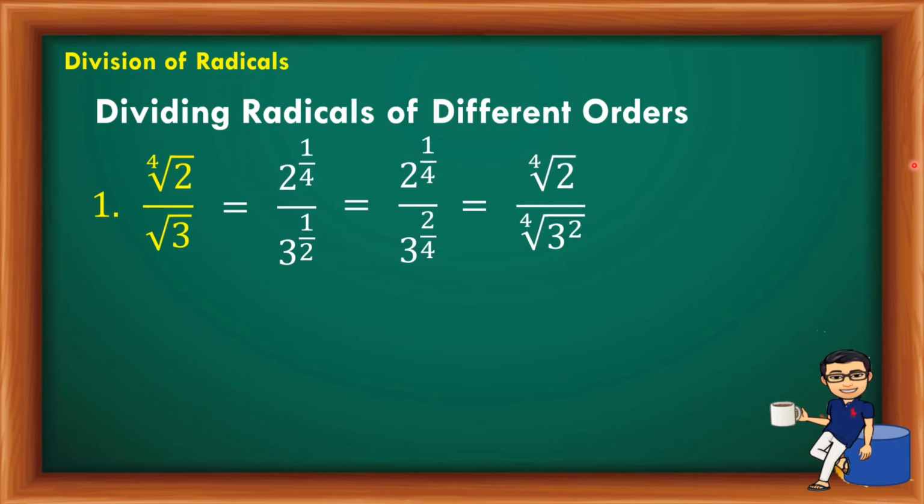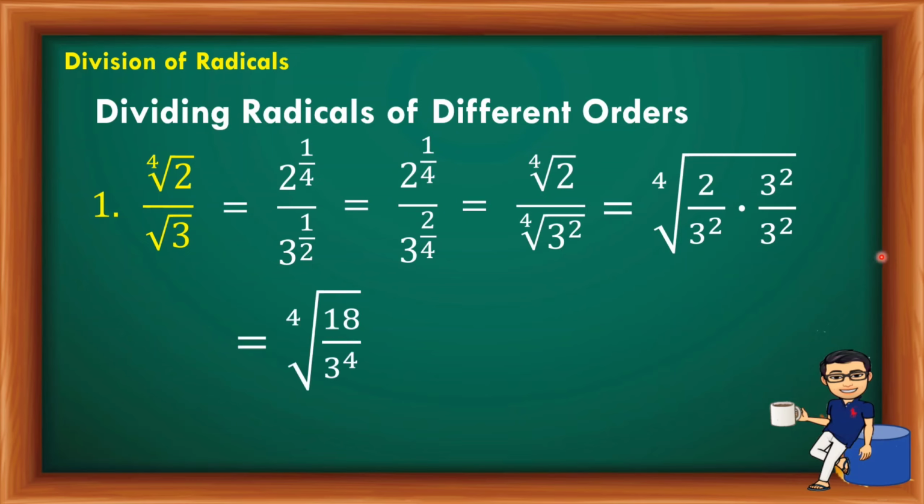Same order na, pwede na natin i-rationalize by multiplying the denominator and make it a perfect fourth root. 3 to the second na siya. Para maging perfect fourth root, i-multiply sa 3 to the second. Para maging 2 plus 2, 4 na siya. So, kung anong minultiply sa denominator, i-multiply din sa numerator. Then, i-multiply na natin. Magiging 2 times 9, 3 to the second means 9. 2 times 9 is 18, kaya fourth root of 18, then 3 to the fourth. Same base, then 2 plus 2, that will be 4.